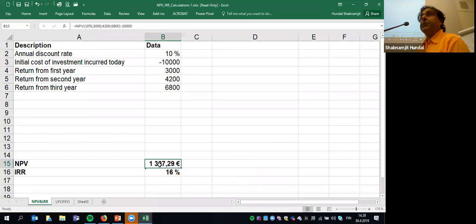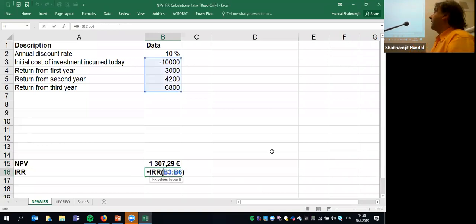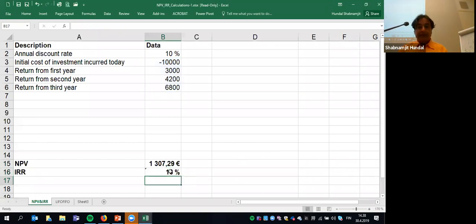But then why do we use internal rate of return? The internal rate of return is the maximum return you can squeeze the project and take out. All right. And how I do it, very simple. Look at here, look at the formula. IRR, and I include all the cash outflows and inflows. Look at B3, B3 is cash outflow. B4, B5, B6, cash inflow. And when I take them, it comes to be, this project is maximum capable of generating 16% rate of return. Highest return which this project can generate is 16%.